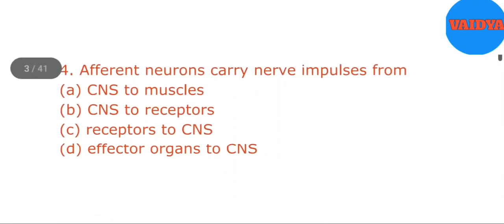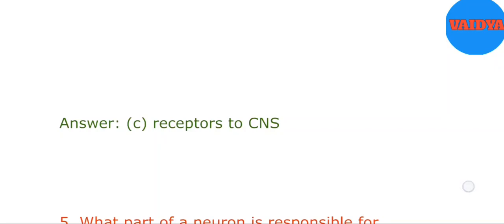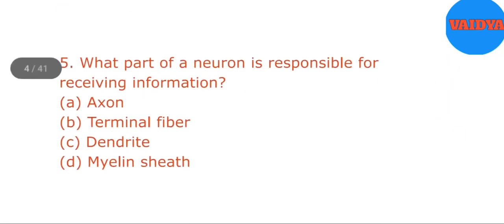4. Afferent neurons carry nerve impulses from A. CNS to muscles. B. CNS to receptors. C. Receptors to CNS. D. Effector organs to CNS. Answer C. Receptors to CNS.